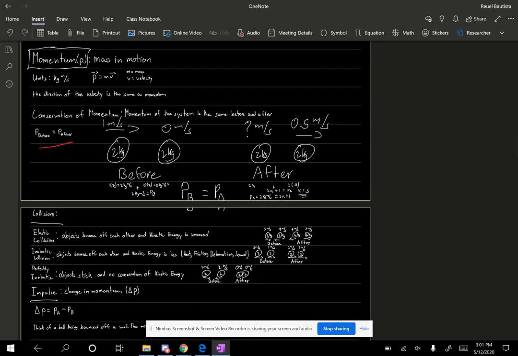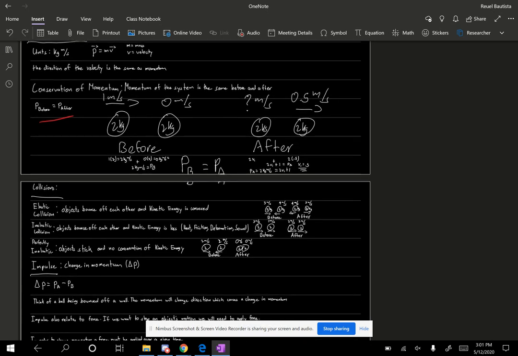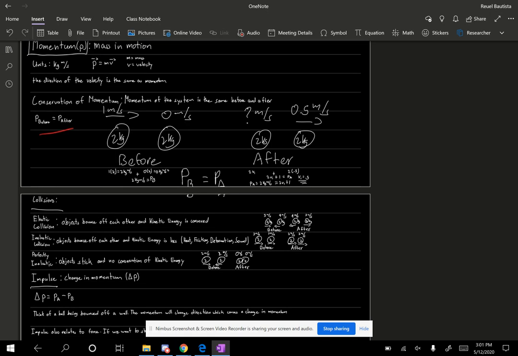No, there's no specific formula for elastic collision. You just have to understand how an elastic collision differs from the other types of collision. I'll show you that in just a little bit.